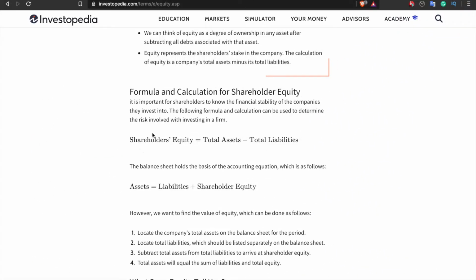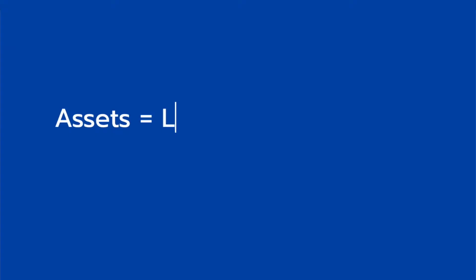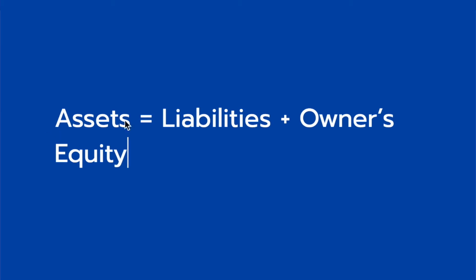The formula for shareholders' equity would be: shareholders' equity equals total assets minus total liabilities. Why? Because on the basis of the accounting equation which we studied in the previous video, so if you haven't watched that, you can go ahead and watch that. The accounting equation is assets equals liabilities plus shareholder equity.